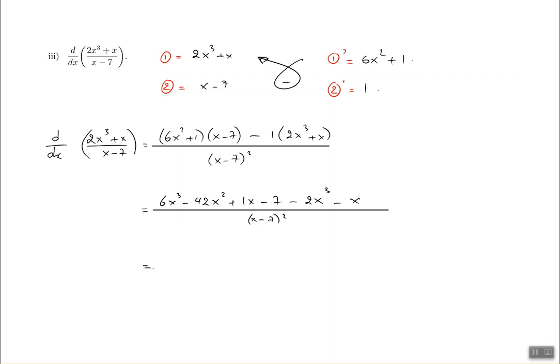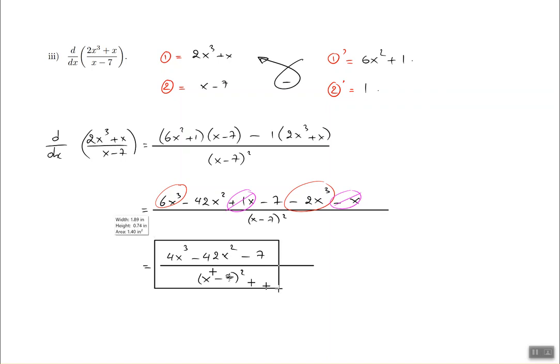And let's check if there's any like terms to combine or add or subtract. So let's see. In this particular instance, we have 6x cubed and negative 3x cubed, which is going to be 3x cubed. We also have the negative 42x squared without any friends, so let's write that next. And then finally, we have 1x and also a negative x. So they're going to cancel each other out, and the negative 7 is left over. It's all divided by (x minus 7) to the power of 2. And that is literally it. We're finished.